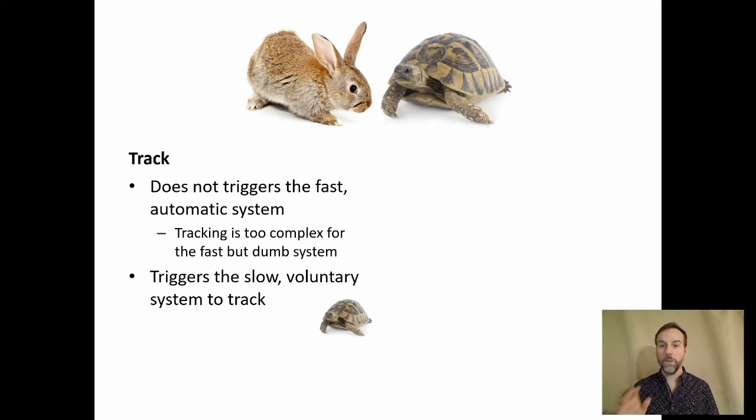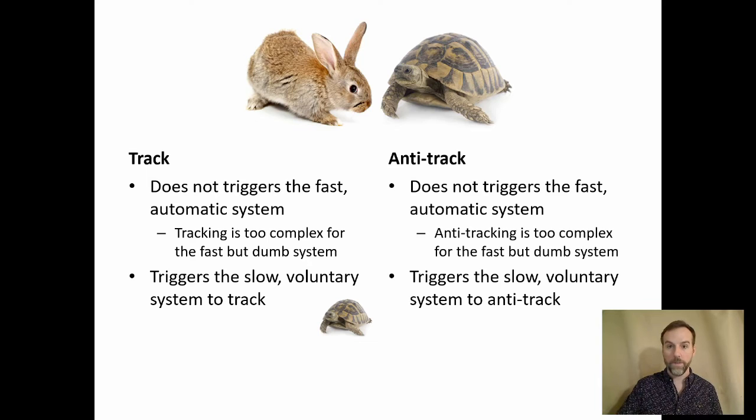So for tracking, it was just the tortoise that got involved. Anti-tracking, it's basically the same story. It does not trigger the fast automatic system. It does, however, trigger the slow voluntary system, which allows us to anti-track.